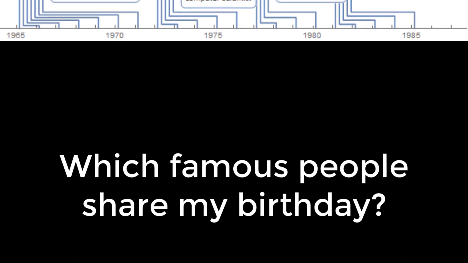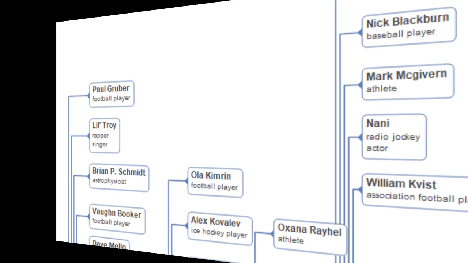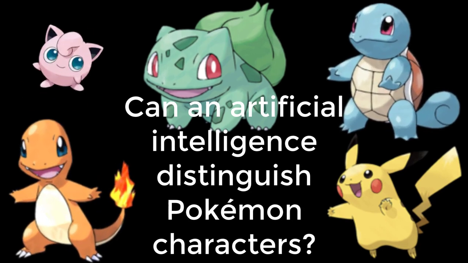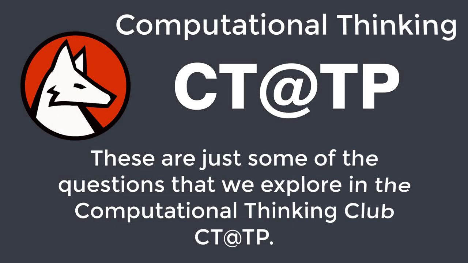Which famous people share my birthday? Can an artificial intelligence distinguish Pokemon characters? These are just some of the questions that we explore in the Computational Thinking Club, CTATP.